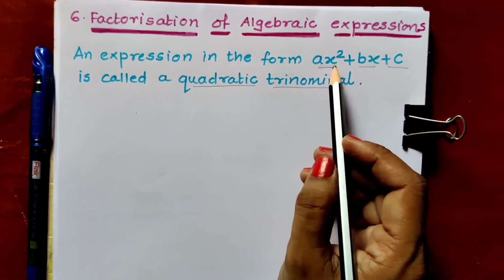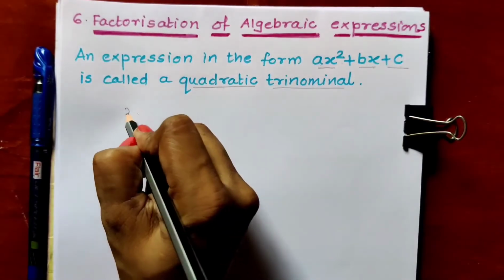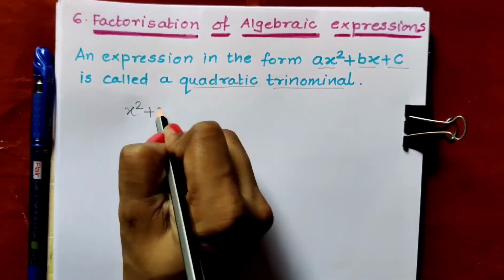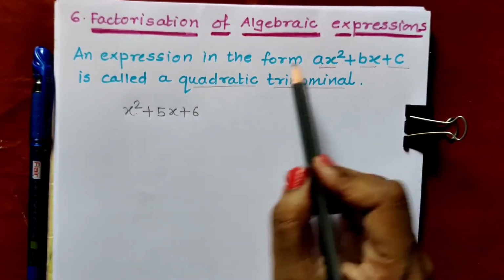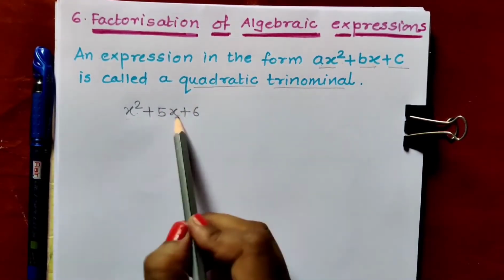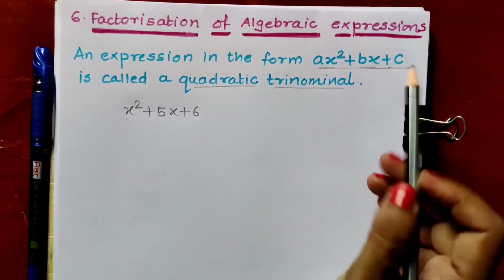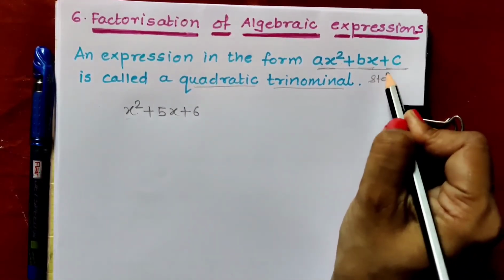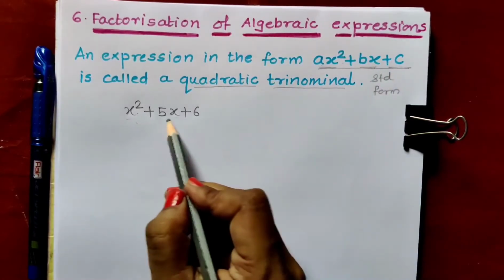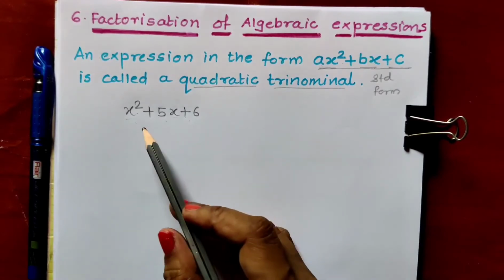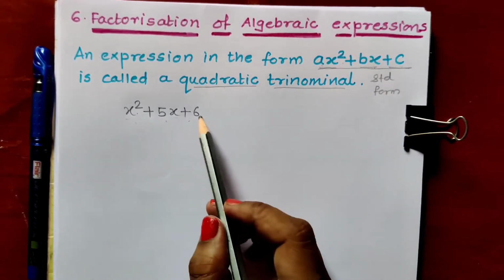For example, if we take x square plus 5x plus 6, here this sum is in the form of a quadratic trinomial. This is known as the standard form. Now we have taken the example of this standard form. How to factorize this quadratic trinomial?